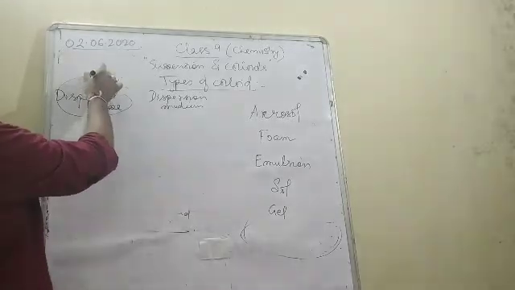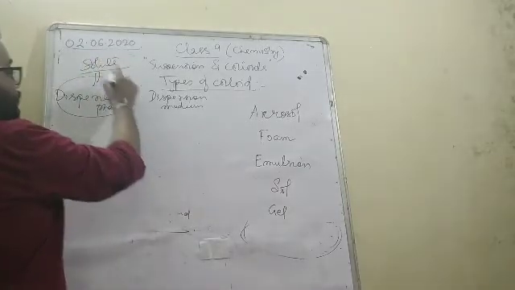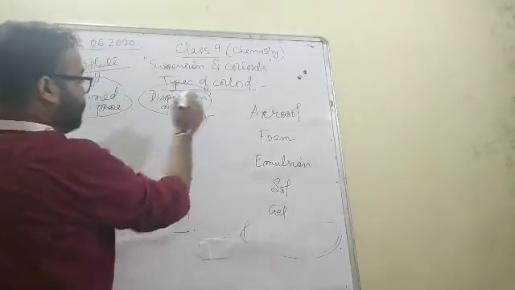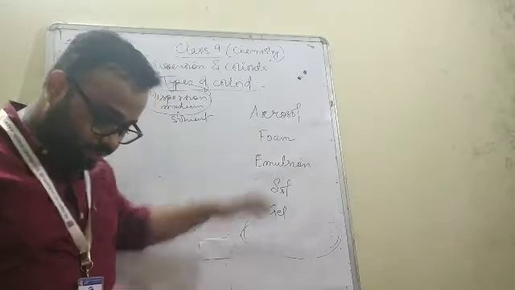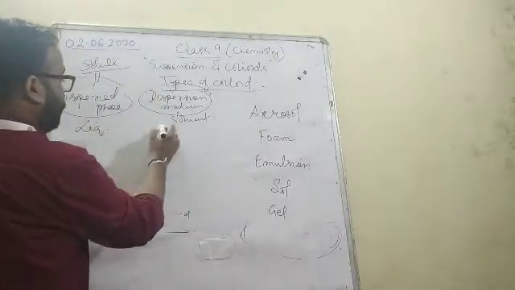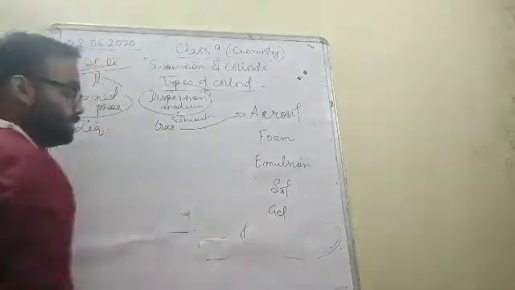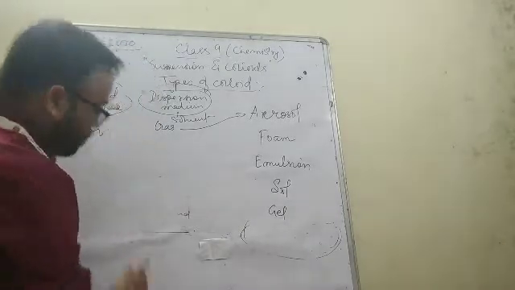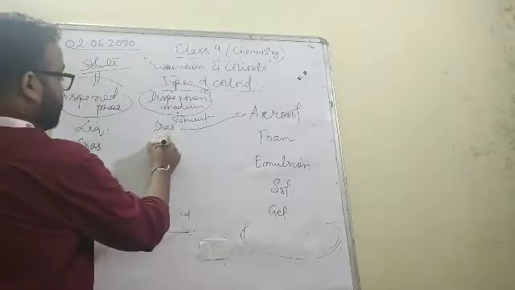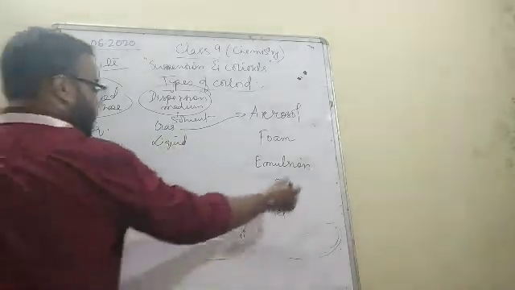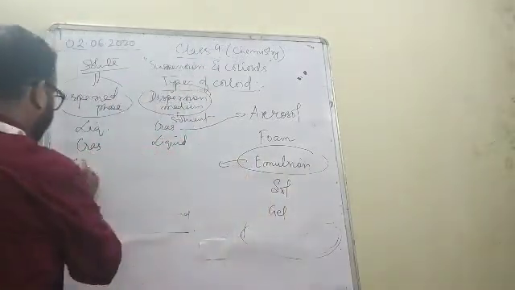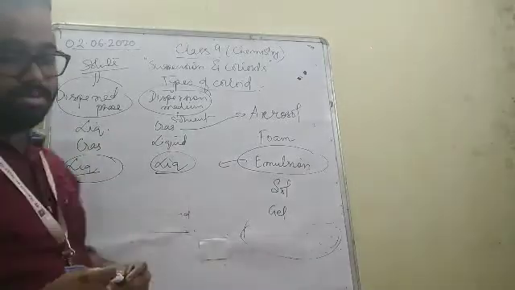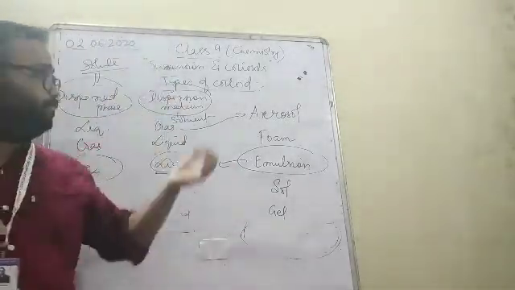The dispersed phase is like the solute in a solution, and the dispersion medium is the medium in which you disperse, more like the solvent. For aerosol, the dispersed phase is liquid and the dispersion medium is gas. For foam, the dispersed phase is gas and the dispersion medium is liquid. Emulsion, students, is very important, where both the dispersed phase and dispersion medium are liquid. So these are the different types of colloid.